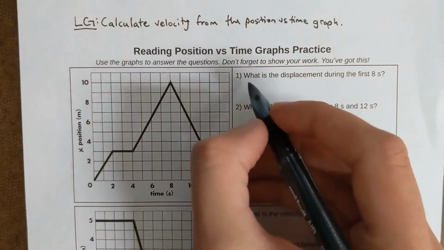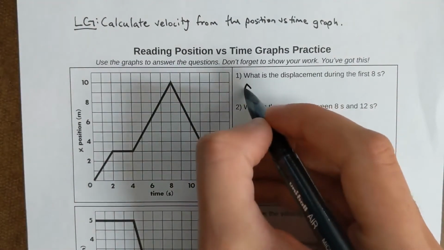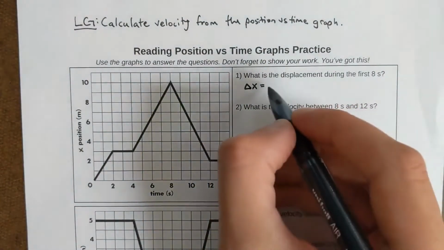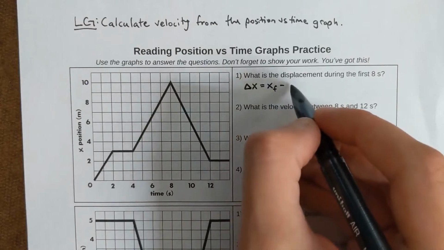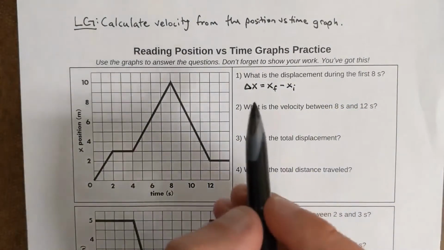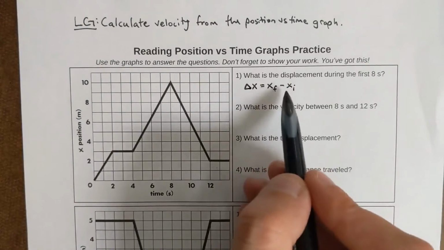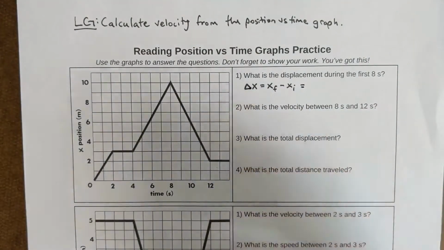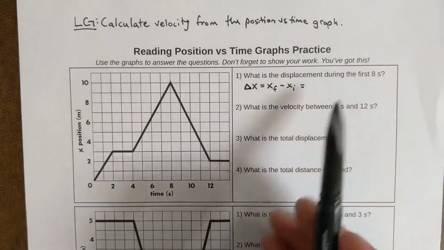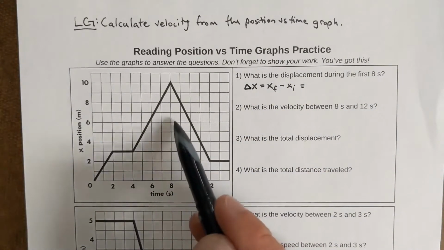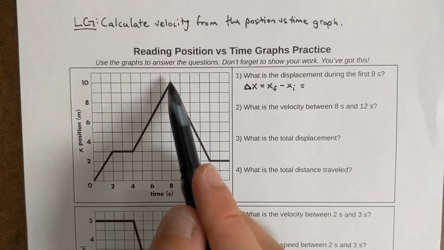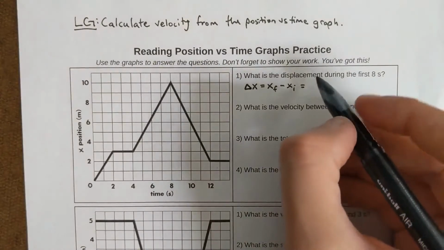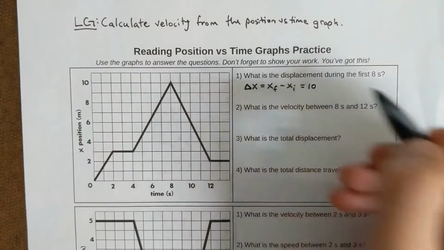Okay, so if you remember, displacement is written as delta x, or the change in the position, and this is the final position minus the initial position. So we need to figure out what is the final position, what is the initial position, and then we need to subtract these numbers. So the final position will be the position of the object at 8 seconds. So let's see if at 8 seconds the object is located at position x equals 10. Okay, so we're going to write 10 meters is the final position.